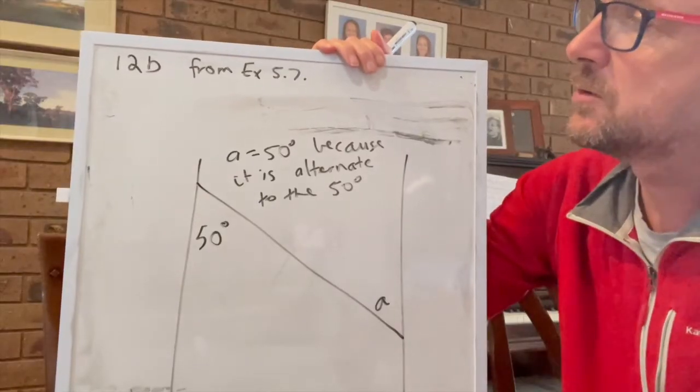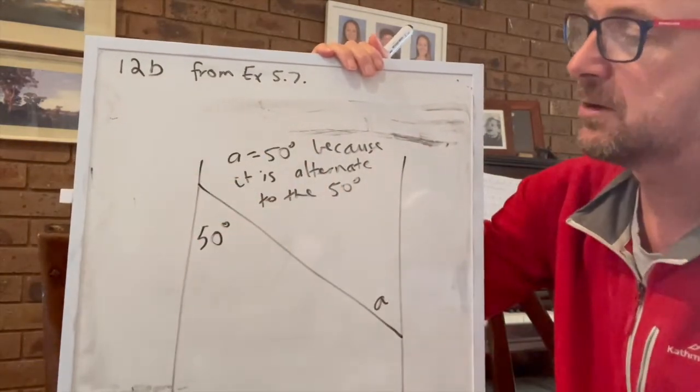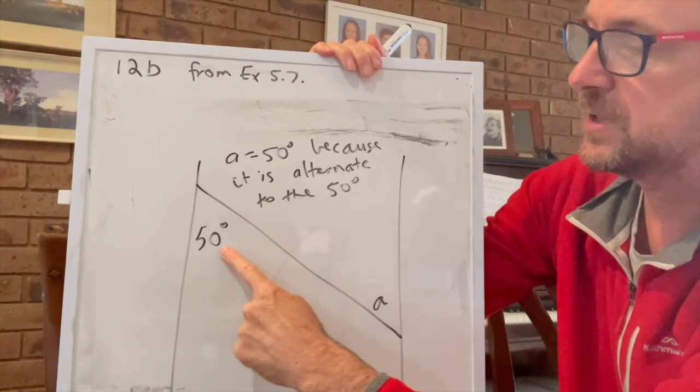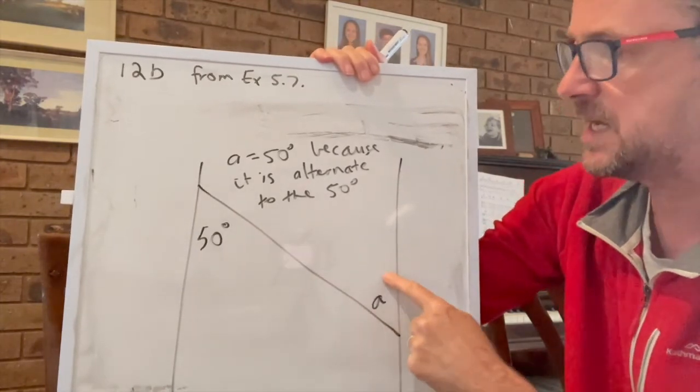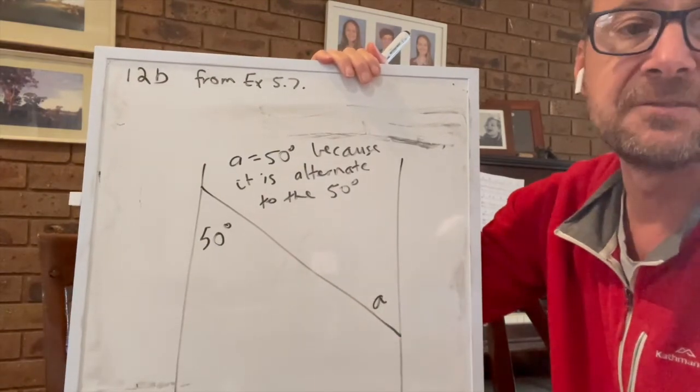And now question 12b. We have our two parallel lines and our transversal going across. In this case, we're given the angle here as being 50 degrees. So the A here is also going to be 50 because it is alternate to that 50 that is there.